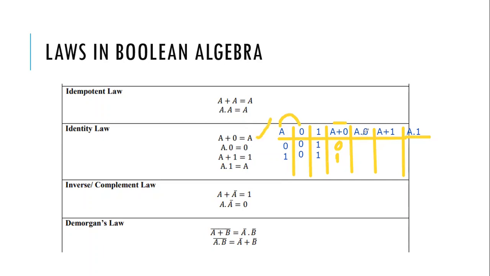Second one, A into 0, multiply. 0 into 0, 0. 1 into 0, 0. Then you can see this one is how much? 0. This one is 0. Therefore, A into 0 is 0.